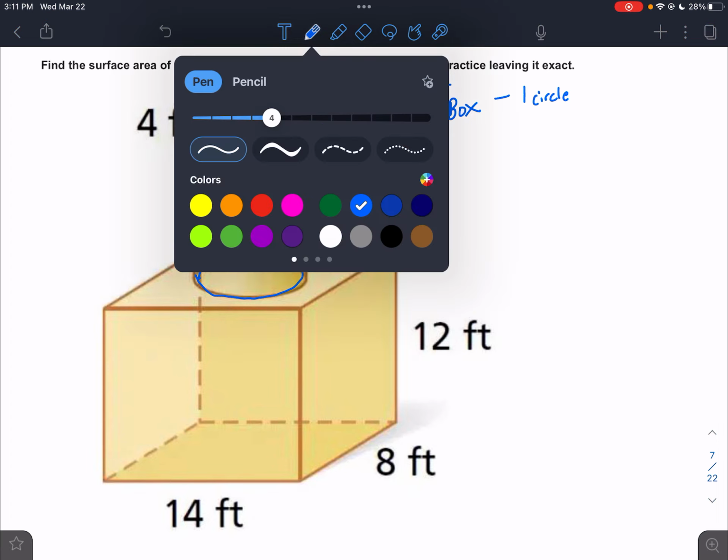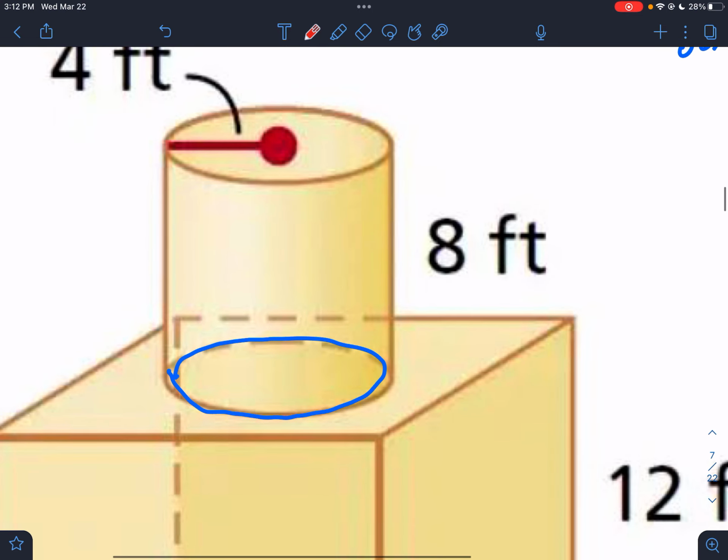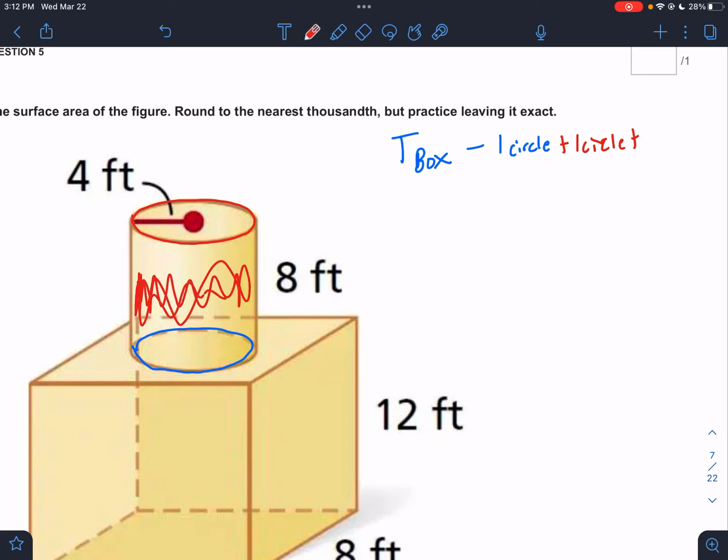Then let's focus on the cylinder. And also, people get confused when I talk about this, but you've got to understand, lateral means everything but the bases. So on this cylinder, this circle is one of the bases. The other base is covered up. But I need to add that circle, because we can see that circle. But then we can also see the lateral, which is everything but the bases. So I'm going to add the lateral of the cylinder.